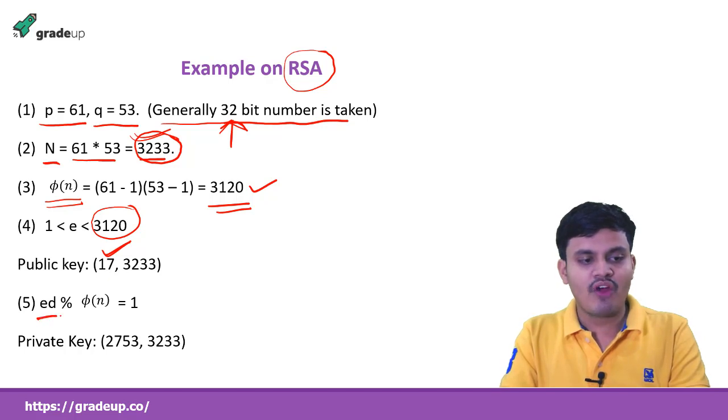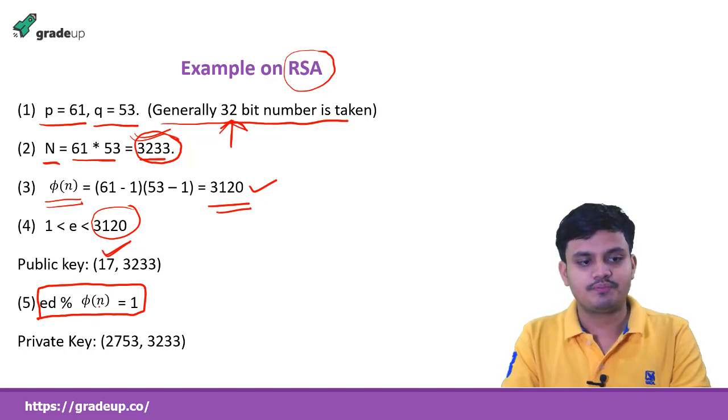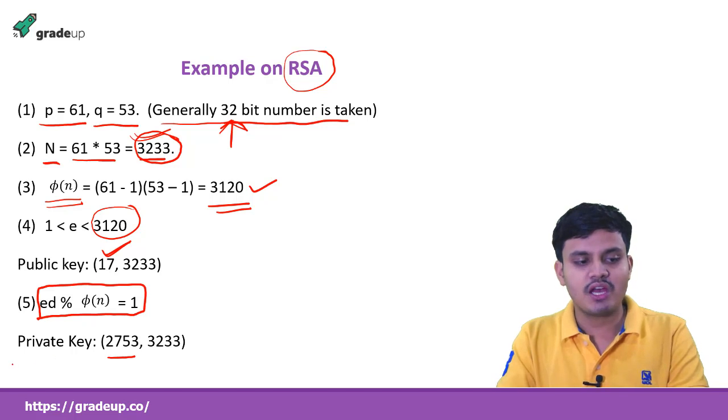Now we need to find d such that when you divide it by phi of n, you will get the remainder as 1. So the multiplication of e and d should be 1. So if you do it, you will get d as this 2753. So that will be the private key.